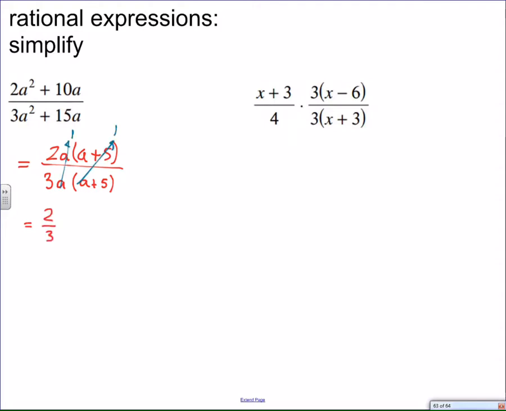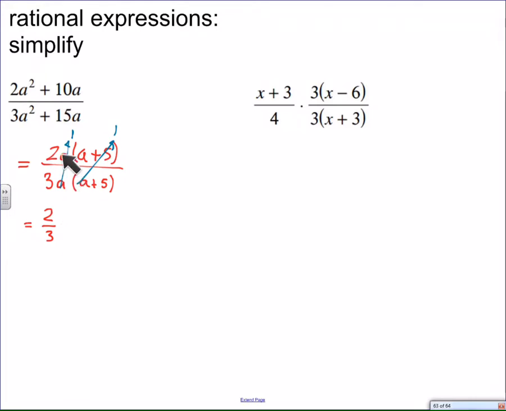So a divided by a is 1. a plus 5 divided by a plus 5 is also 1, and we're left with 2 divided by 3. This is actually kind of a cool result because you can see the final simplified result is 2/3, and it doesn't depend on the value of a. I can let a be anything I want, and I will always get 2/3 as a result. That's what the math is saying.